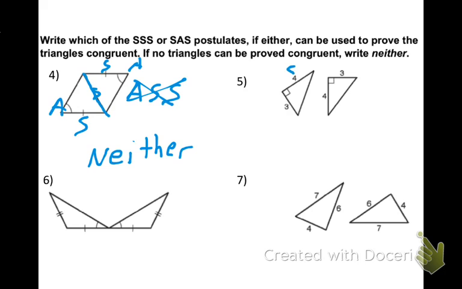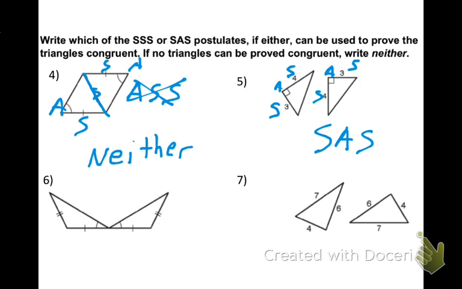Let's look at number 5. I know a side, an angle, and a side. Number 5 is SAS. That's the side angle side postulate theorem. Again, write out what you know.